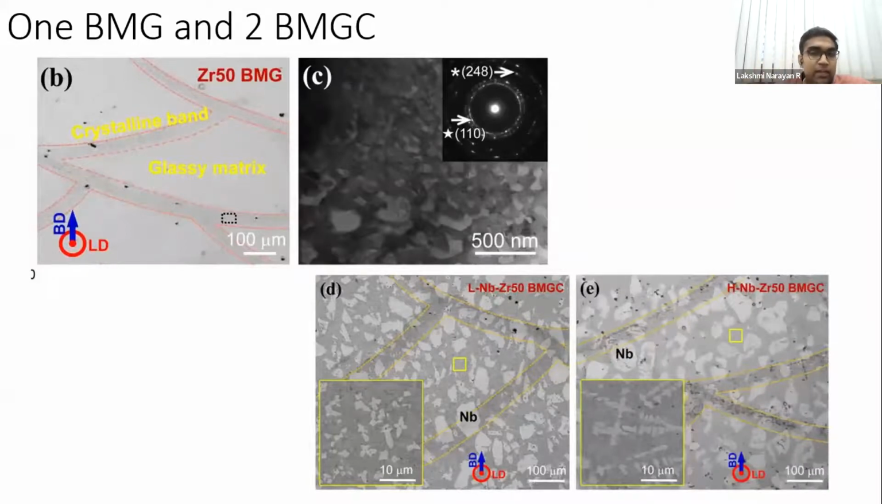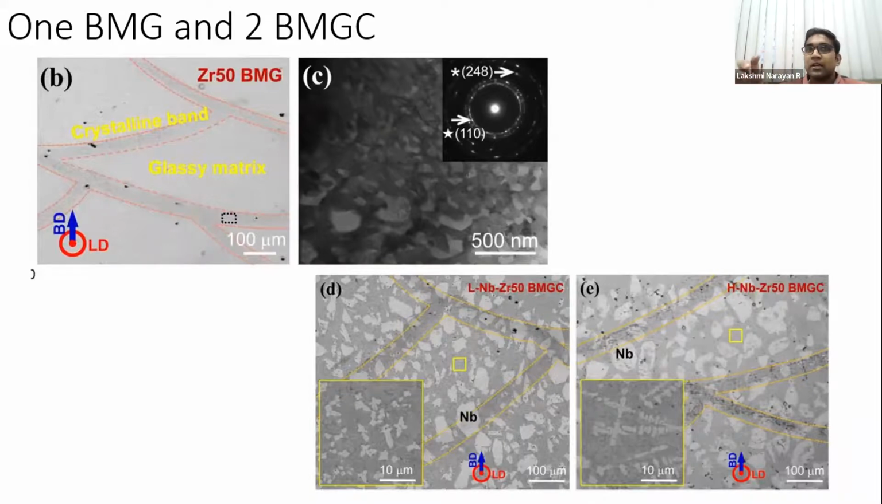And if I go at higher powers, so this is called HNB-ZR50. So I am using a higher power of laser, it's 800 watts. I see that the niobium particles, the larger ones remain in the same size, but the smaller ones now have a very different shape. They are looking like a dendritic structure. They are not irregular. They have a very regular dendritic structure. So some melting has taken place, but since niobium is insoluble in this metallic glass, it precipitates out as dendrite. That's what we were able to find out.